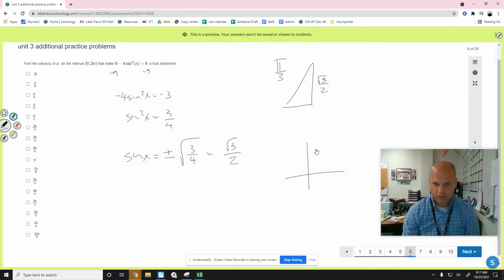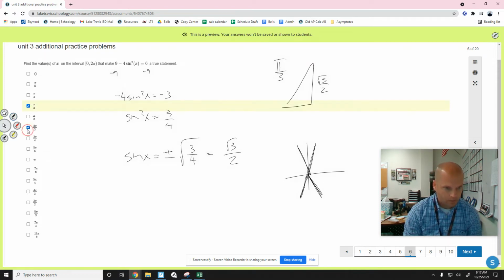I want every single pi over 3 because sine is positive here and here. So it'll be negative root 3 over 2 here and here at these two pi over 3. So it's 1 pi over 3, 2 pi over 3, 3 pi over 3, 4 pi over 3, 5 pi over 3. 1 pi over 3, 2 pi over 3, 4 pi over 3, 5 pi over 3.